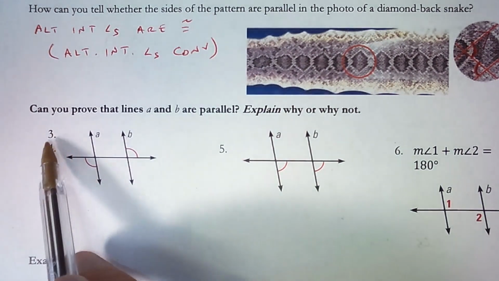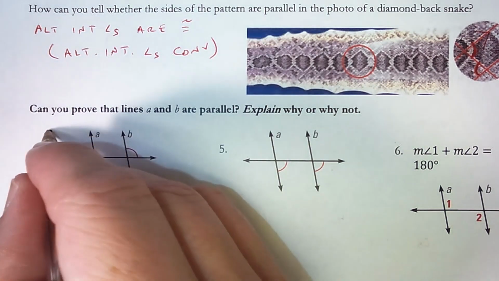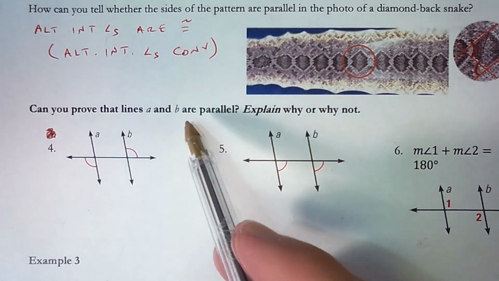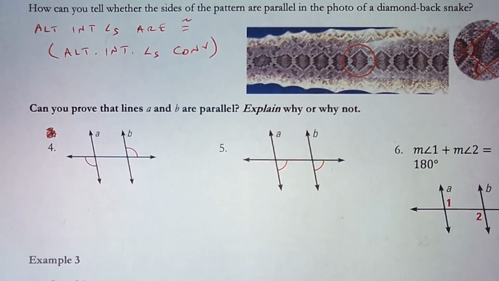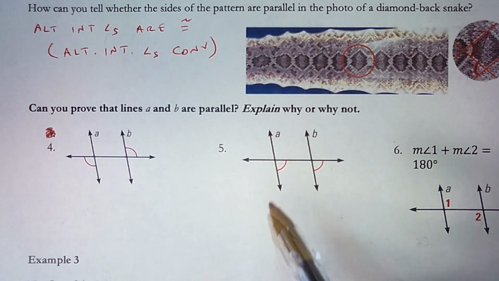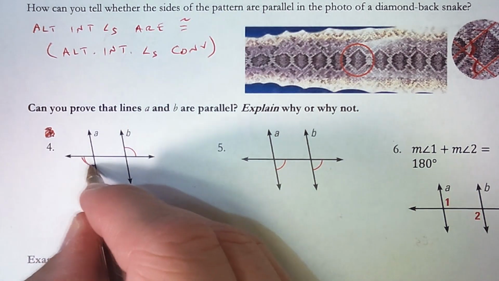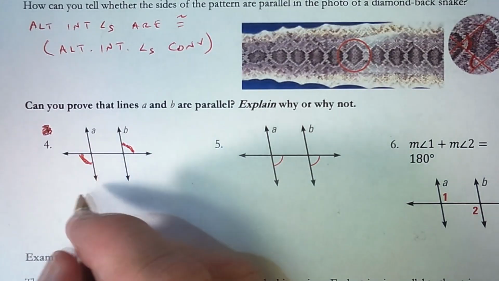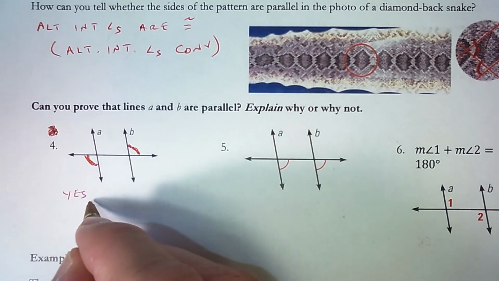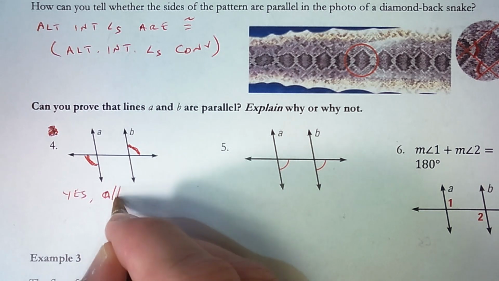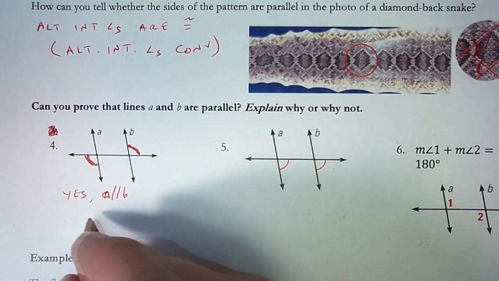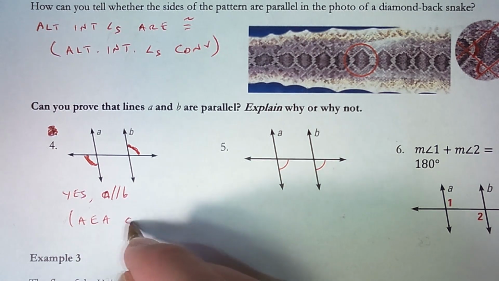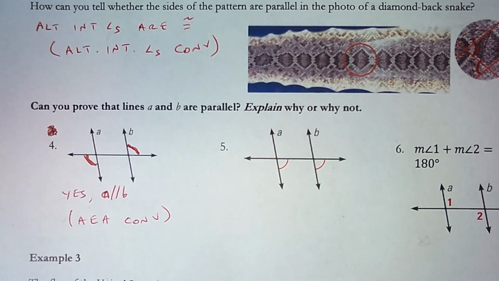All right, looks like my numbering system got a little messed up here, so we'll just pretend we're on 4 and then 5, 6. So can you prove that lines A and B are parallel? Why or why not? In this case, what I'm looking at is a pair of alternate exterior angles that are congruent, which means yes, line A is parallel to line B, and it's because of the alternate exterior angles converse.